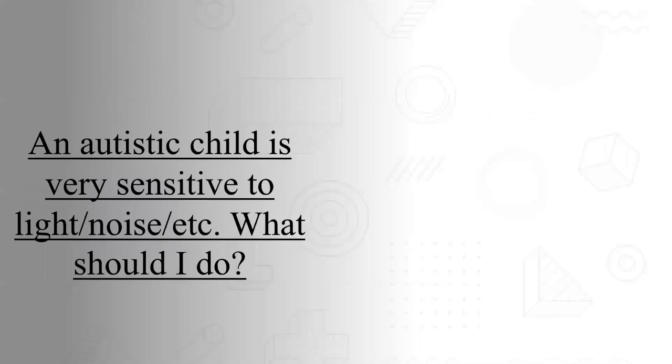So, my autistic child is very sensitive to light, noise, etc. What should I do? Parents, it says, should minimize exposure to upsetting stimuli when possible, as well as help the child prepare for situations in which they are unavoidable. Occupational therapy should also be explored. But may I add, you must be careful when reducing exposure to upsetting sensory experiences for your child, as this can actually make unavoidable situations significantly worse.